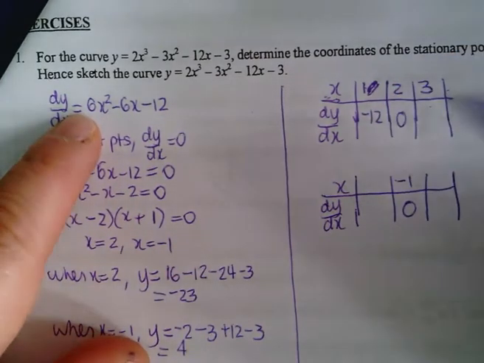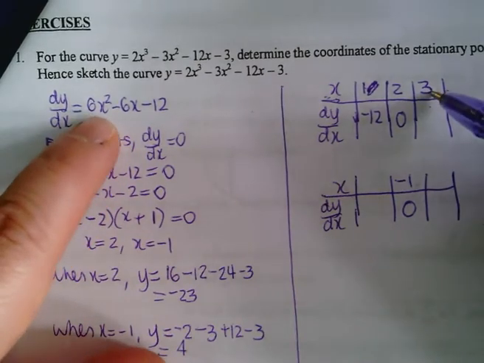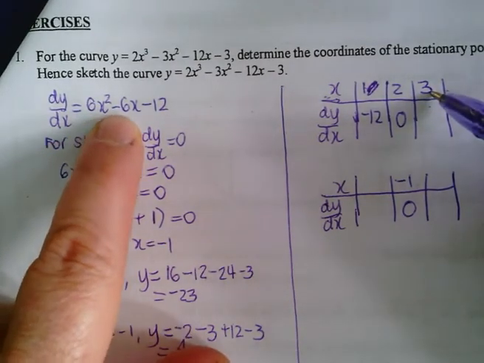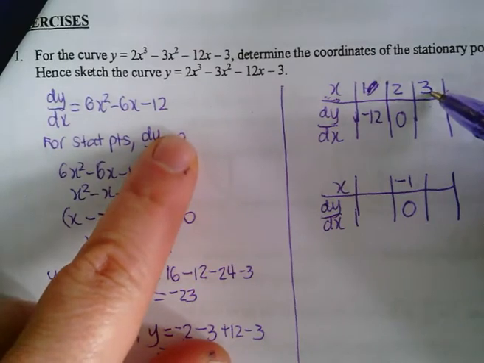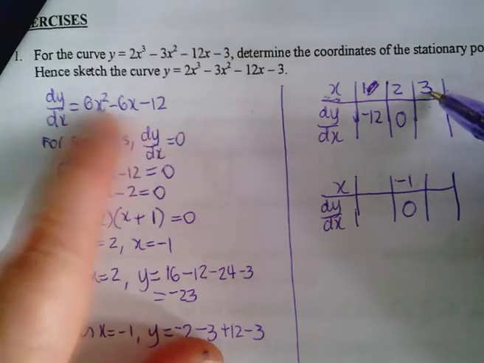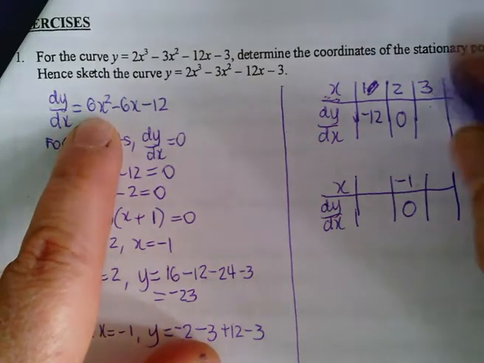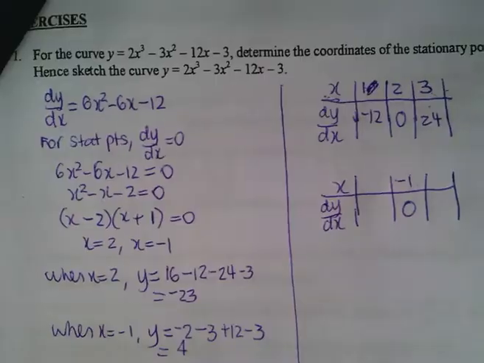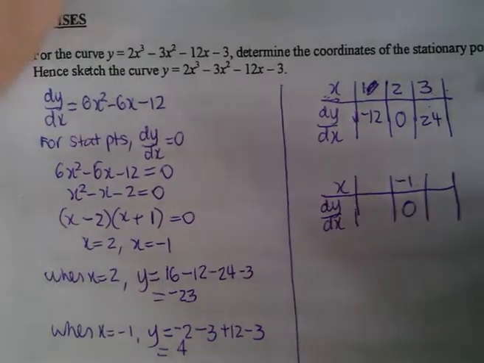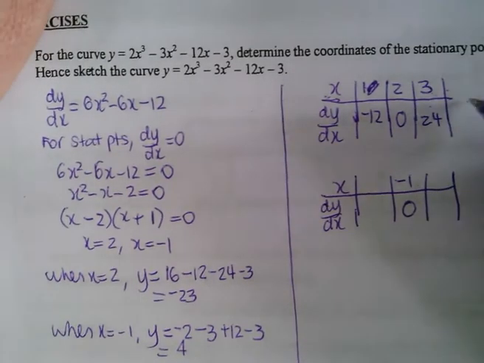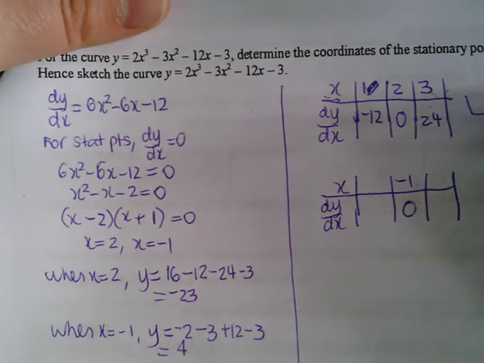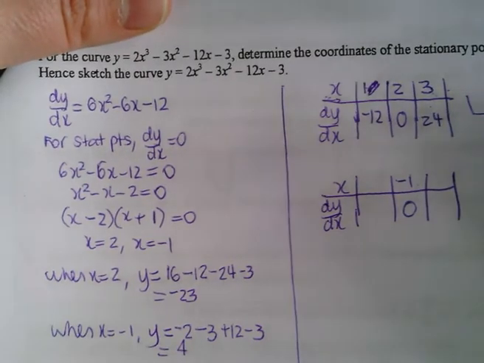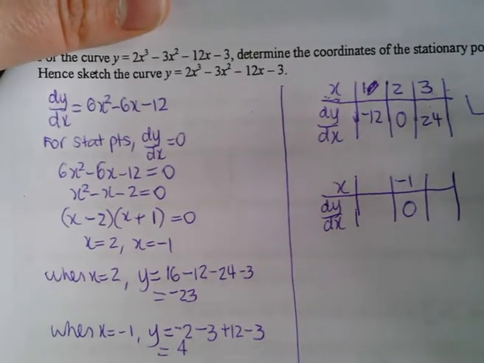-12. Good. And when it's 3, I get 6 times 9 is 54 minus 18 minus 12. 60. Did I say 54 minus 30? 24? There you go. Well, what have you got there, girls? Negative gradient, 0 gradient, positive gradient. What's this? Minimum. So I've got a minimum. It's called a minimum turning point.